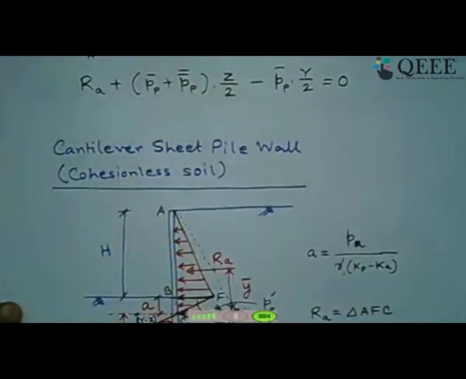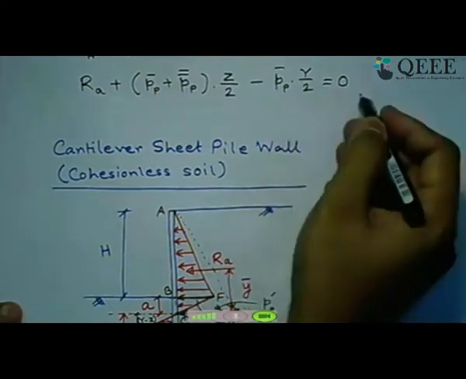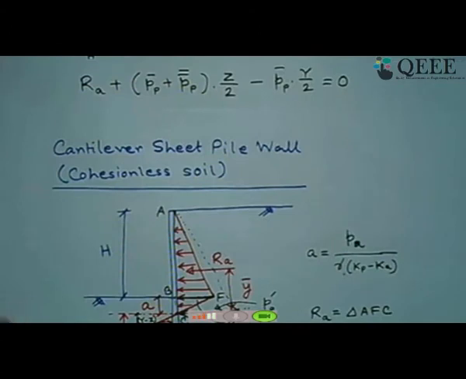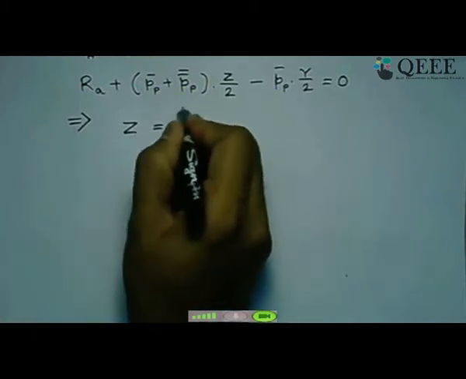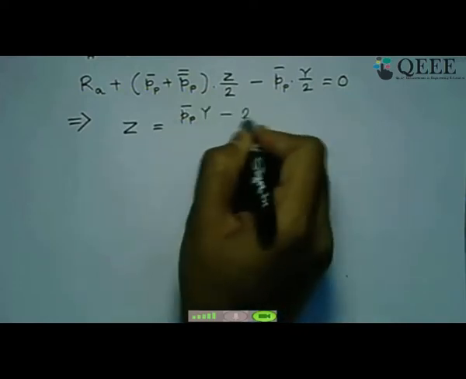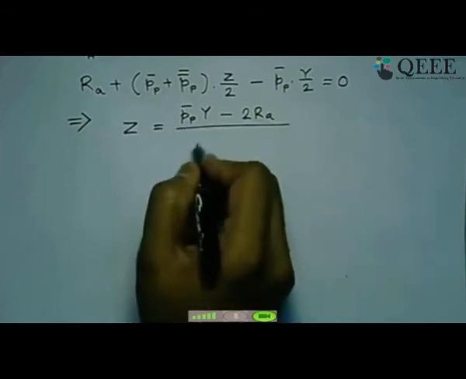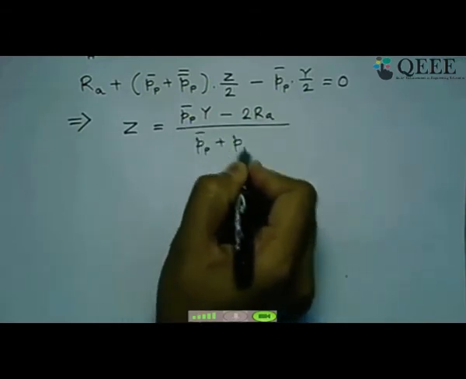RA, now plus is this one. From here we are getting pp bar plus pp double bar, this entire area, into z by 2, minus what we did, this portion, that means pp bar into this y by 2. So that gives you 0. Just from the geometry you can easily find it out. So once we get it, from here we can solve for z. Z is nothing but given by, if you solve it, pp bar times y minus 2 times RA, divided by pp bar plus pp double bar.